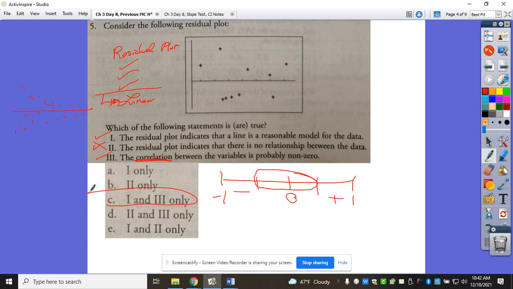So wouldn't correlation being non-zero be the same thing as no relationship? Or would correlation being 0? Yes. What you're saying? So 2 and 3 out. Thinking about 2 and 3. Yeah, 2 and 3 being opposite.